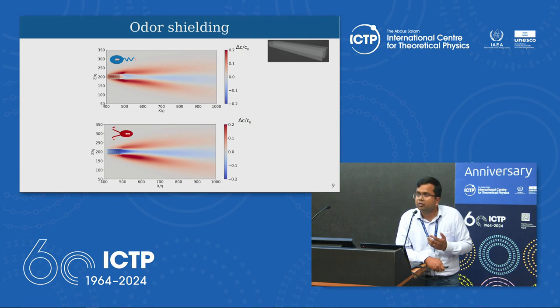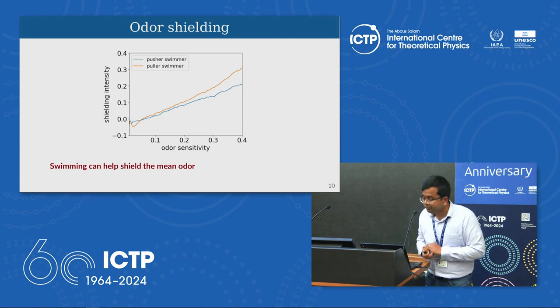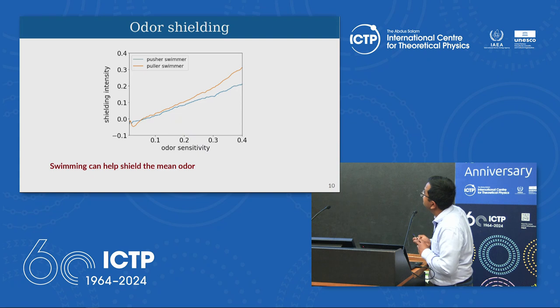And one can further quantify this by calculating a shielding intensity as a function of the odor sensitivity. Shielding intensity is effectively a normalized area shielded by the swimmers, and odor sensitivity is a threshold above which a predator would identify the odor. What you can see is that for large values of this odor sensitivity, the puller-like swimmers are better than pusher-like swimmers, and both of them shield the odor up to even 30% of the entire detectable volume.